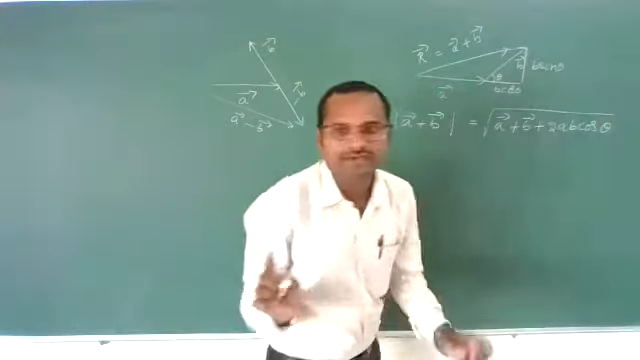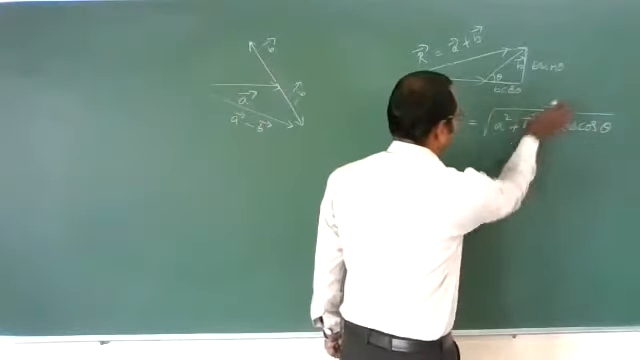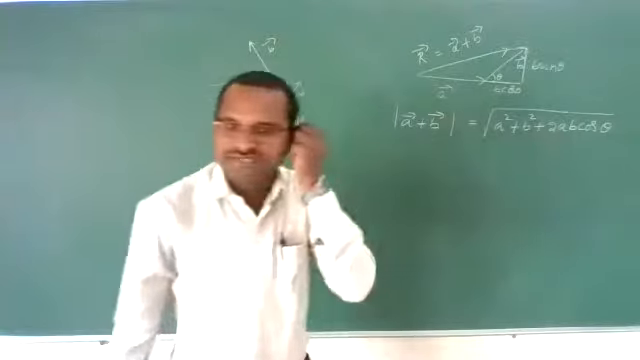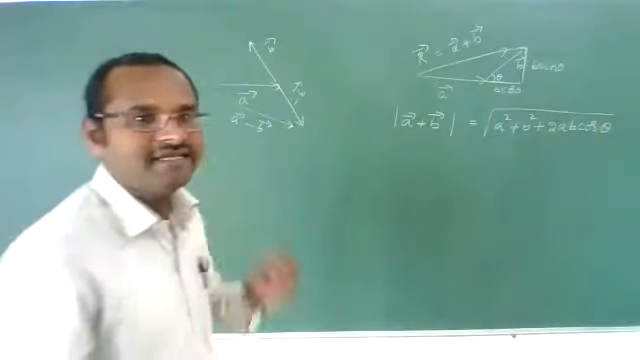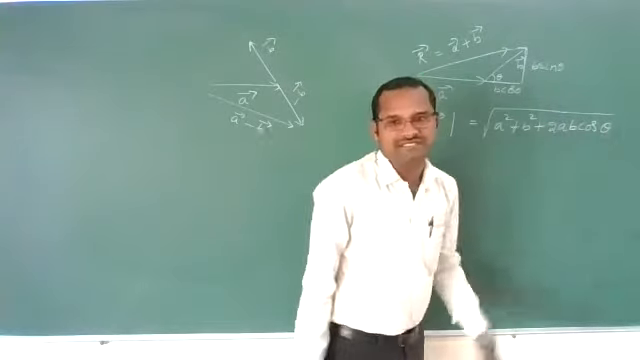Did you remember this? Wait. While writing, I forgot. Observe, I was writing and I forgot that. The magnitude is under root of A square plus B square plus 2AB cos theta.